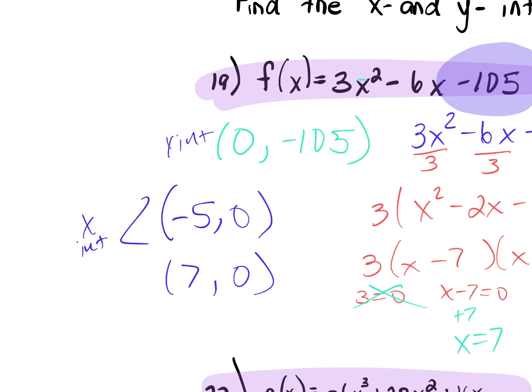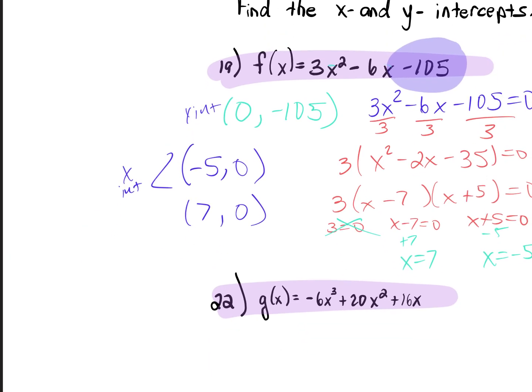On your quiz, it'll say y-intercept, give you a line. X-intercept, give you a line. You need to write it as an ordered pair. Make sure you guys see that. Everybody all right? Okay, let's look at this one.